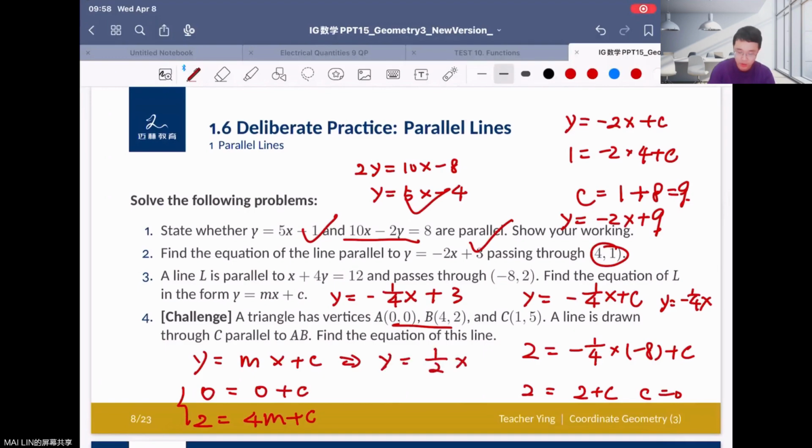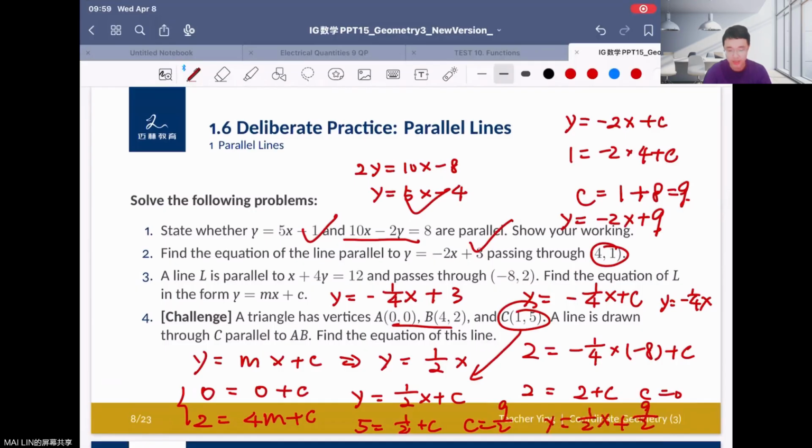So you can say this line is y equals a half x, right? And because you want to draw a line that passes through C and is parallel to y equals a half x, the new line must be y equals a half x plus c, right? And then you can put (1, 5) into it. That is 5 equals a half plus c. So c equals 9 over 2, okay? So the line can be written as y equals half x plus 9 over 2. That is the equation of the line, okay?